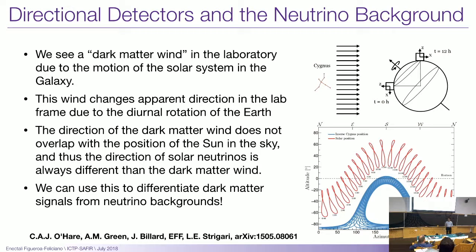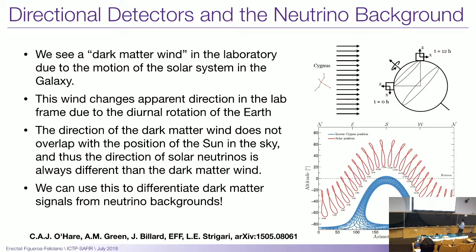And then the final thing is, again, talking about directional detection, you can say, well, what if you had a directional detection detector? Could you go beyond the neutrino floor with a directional detection detector? Again, this is very hard to do in practice because you would need a ginormous directional detection detector, but from a formal point of view, could you do it? And the answer is absolutely yes.